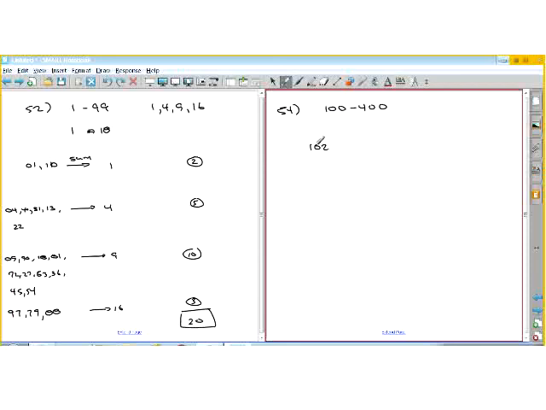So you have 102, you have 112, you have 120. Okay, 121, you have 122, 123, 124, 125, 126, 127, 128, 129. And then if you go to 130, you've got 132. So it looks like we have 1 per decade. So that's going to be 10 for the hundreds.